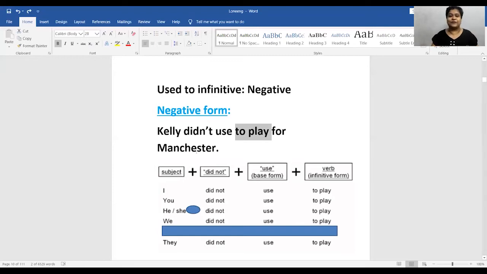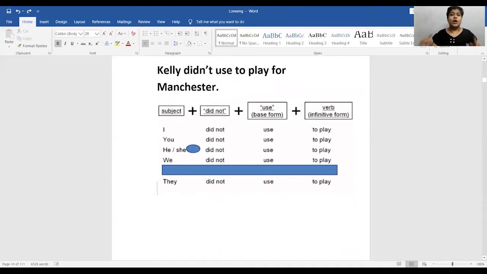Understood? Perfect. Now let's take a look at quick examples. Formula: subject, the word did not, followed by use in the base form. Base form, root form, mother verb, all these are the same, okay? And it's in the present tense, base form. And then the infinitive verb also in the base form. It means the original state, okay?